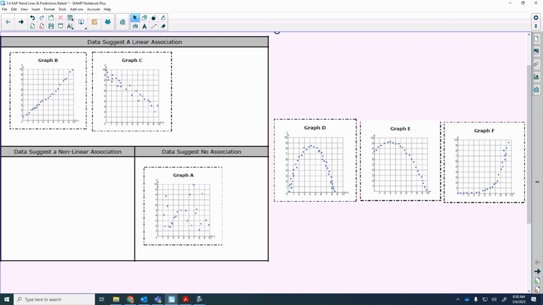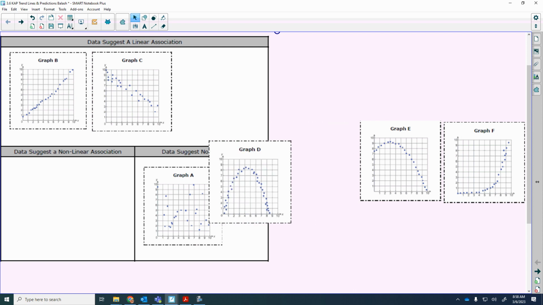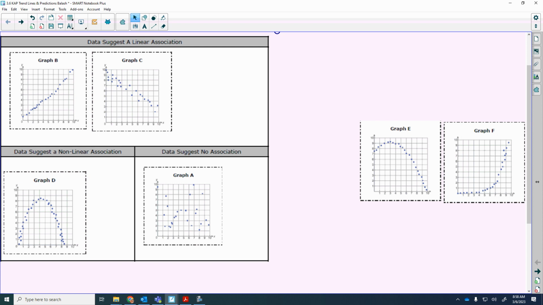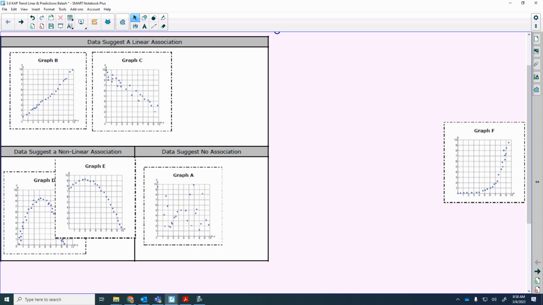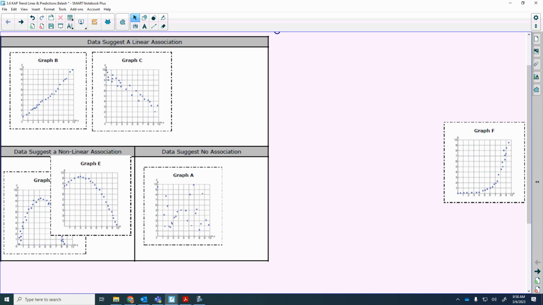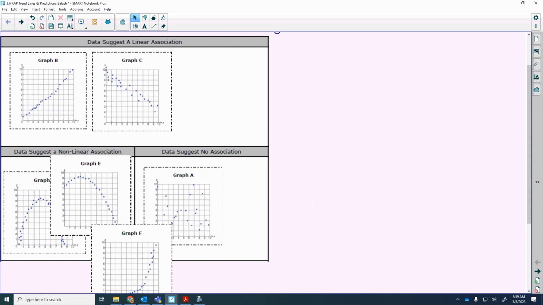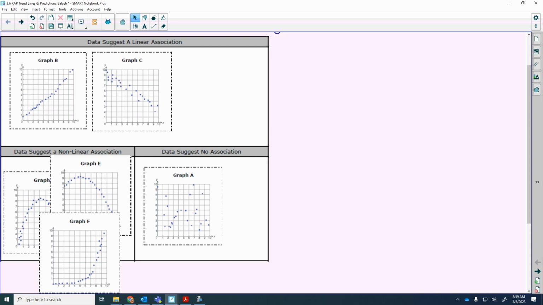What about D? Right, but it is an association, guys. It's making what's called a parabola, but it is associated. It's just not linear. And then what about E? I would say the same thing, that it's not linear. And then what about F? Again, non-linear, but they are associated. Okay, there was only one that had no association.